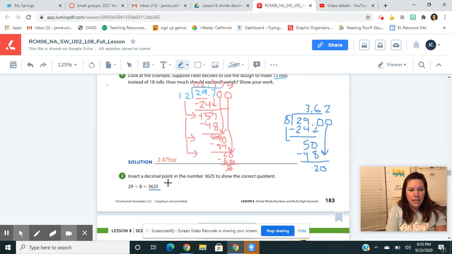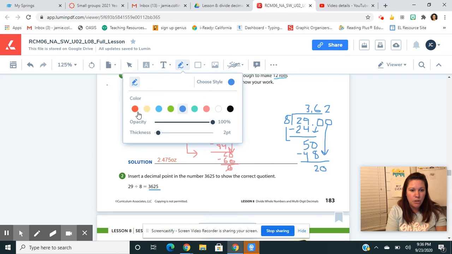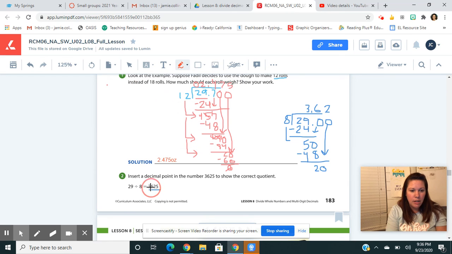Because if I want to go back, it says insert a decimal point in the number 3625 to show the correct quotient. Well, it's already given me the quotient, so all I'm doing is putting the decimal place where it goes. And since I've started the problem, I know exactly where the decimal point goes. It goes right after the 3. So with a different color to make it a little bit more visual, I'm going to put in my decimal point right in the middle here. There you go. 3.625 is what we're looking for.